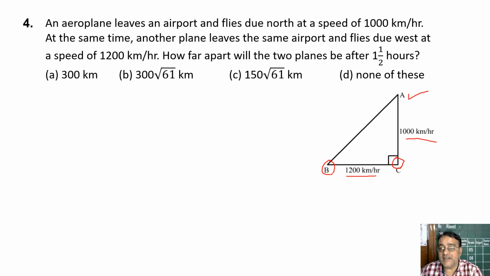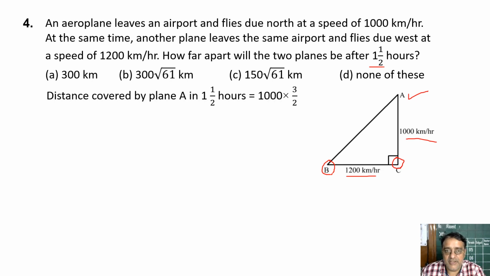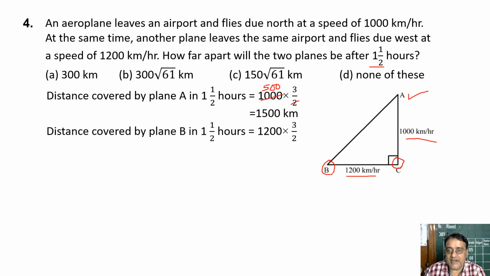Right? And we know that distance is equal to speed into time. And what is the time given? 1.5. So 1.5 we can write as 3 by 2. So distance covered by plane A, we will cancel. So what we are getting? 1500 kilometers. Yes, 1500 kilometer. Now distance covered by plane B in 1.5 hour is 1200 into 3 by 2. So we are getting here 600, 1800. Yes, 1800. Right.